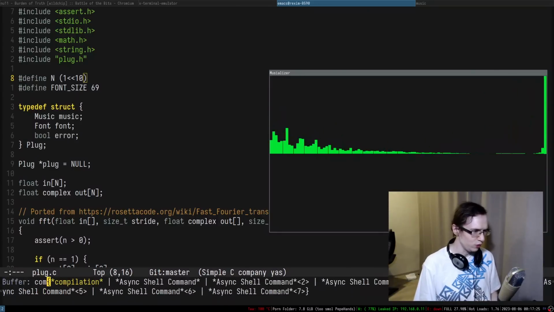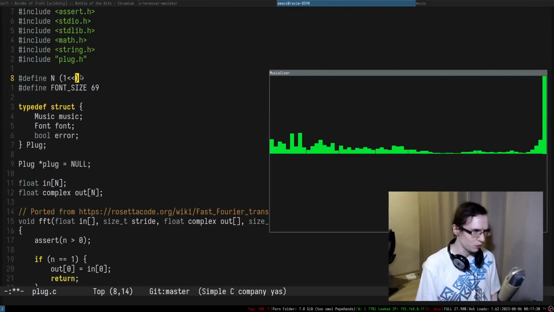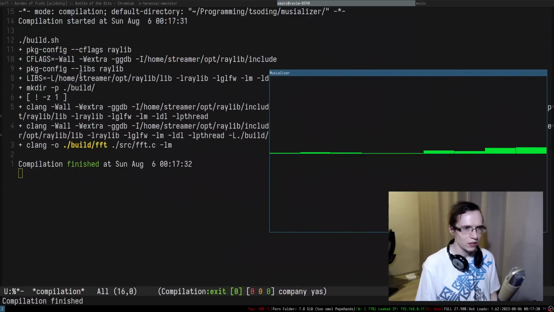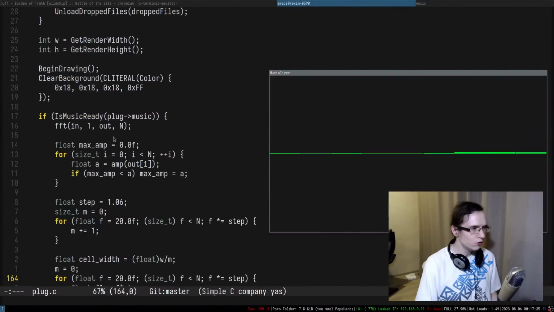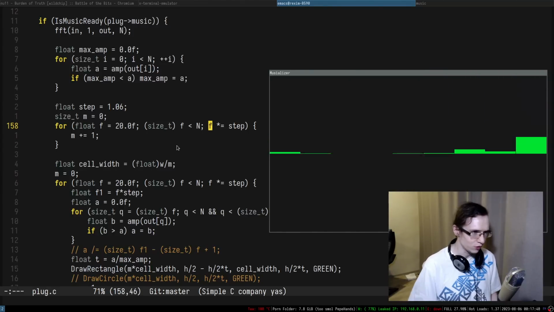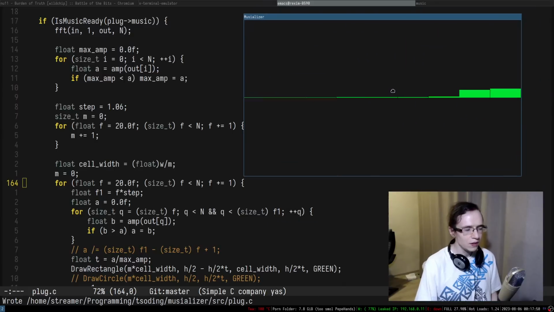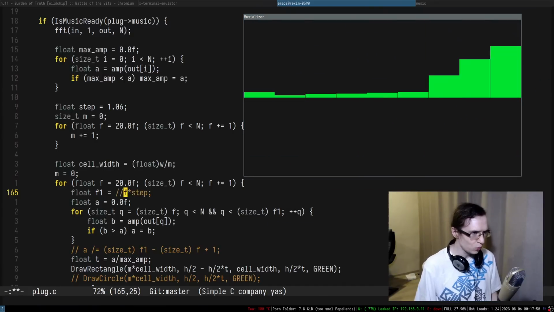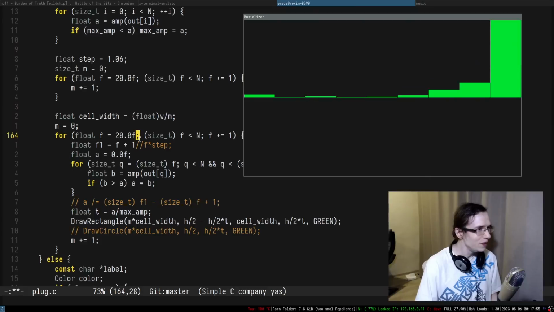So let's try to reduce the amount of samples, because with a huge amount of samples, I don't think it's visible that well. And then let's try to do the linear representation of this entire thing. I wonder if we can easily do that. That's actually a very interesting question. What if I just do +1? So we're not multiplying by step anymore, and this one is going to be temporarily f+1. That's a very interesting way of doing that.